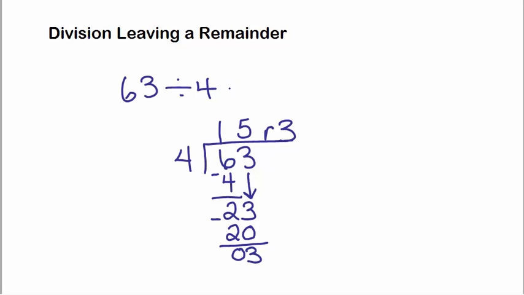So 63 divided by 4 is 15 remainder 3. And it's important for students to know that that means we have 15 groups of 4 with 3 that are left over at the end.